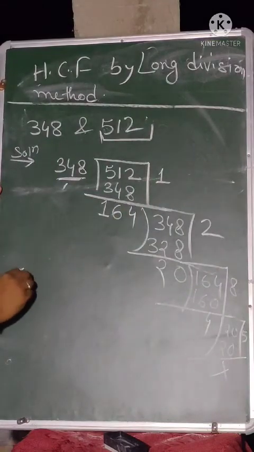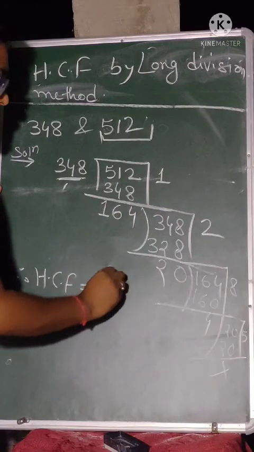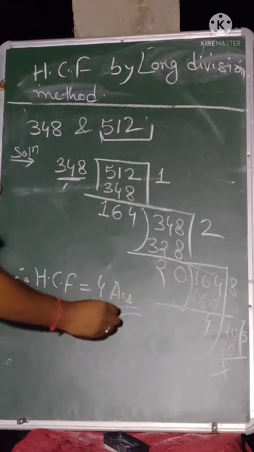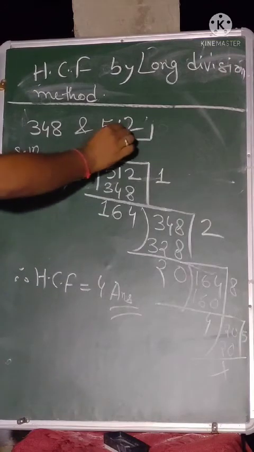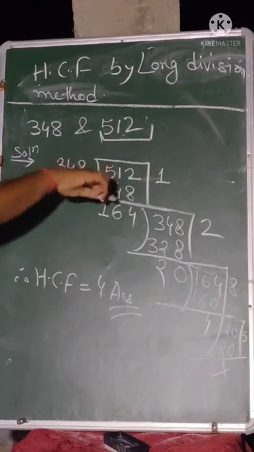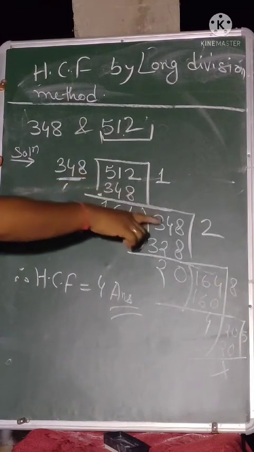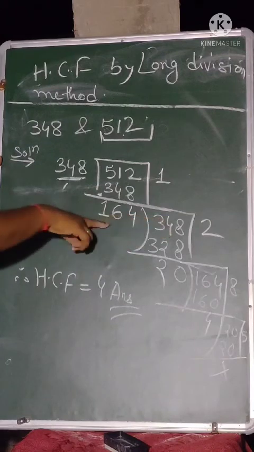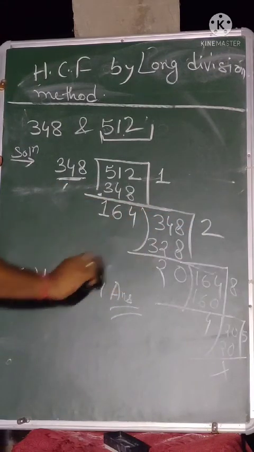Therefore the HCF is equal to how much? 4. So this is how we have to find out the HCF by long division method. I am just recapping once again what we have done. This 512 we have written here, 1 time 348, subtracted, we got 164. Then again 348 will come here. Again you have to divide this 348 by 164. We have taken 2 times, this 328, subtracted, we got 20.